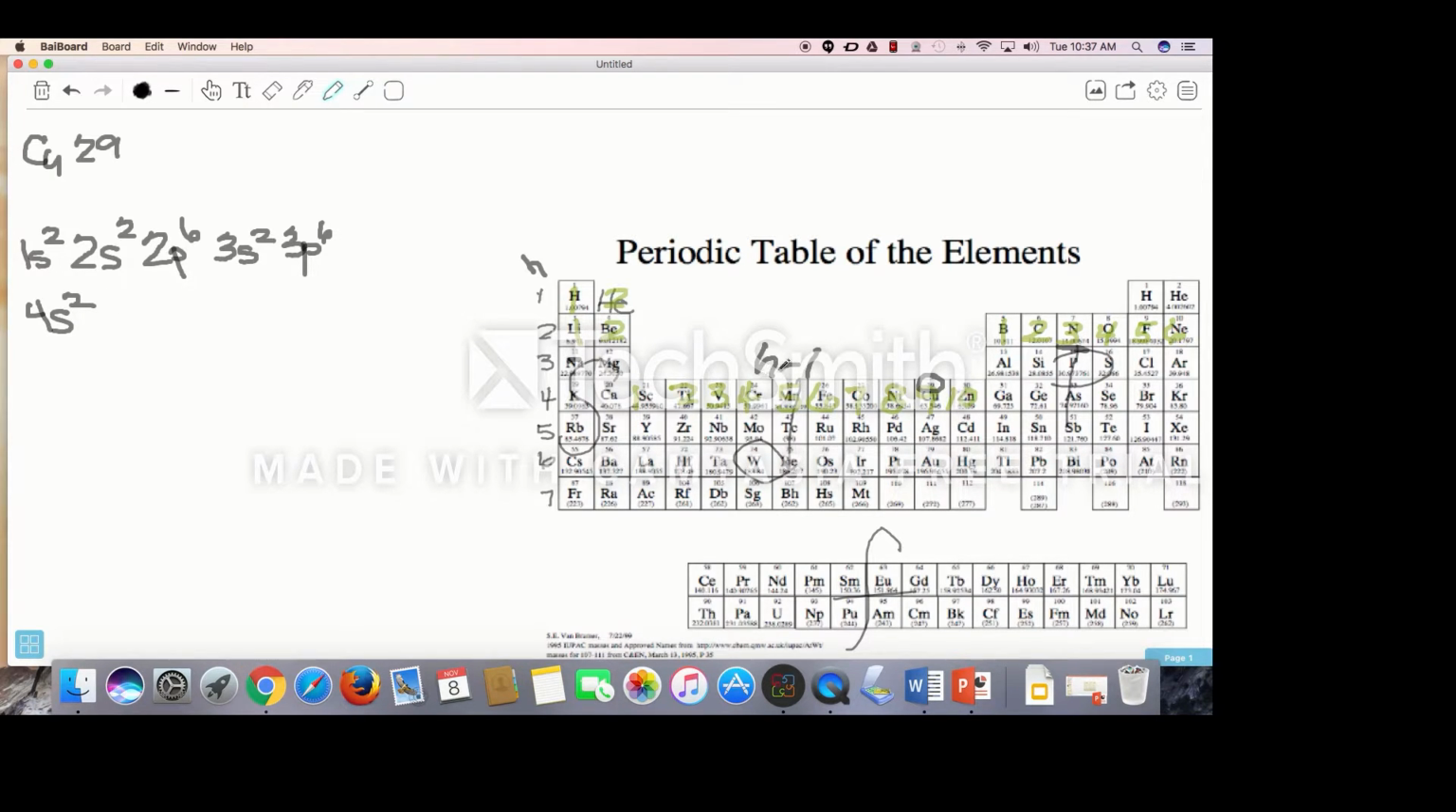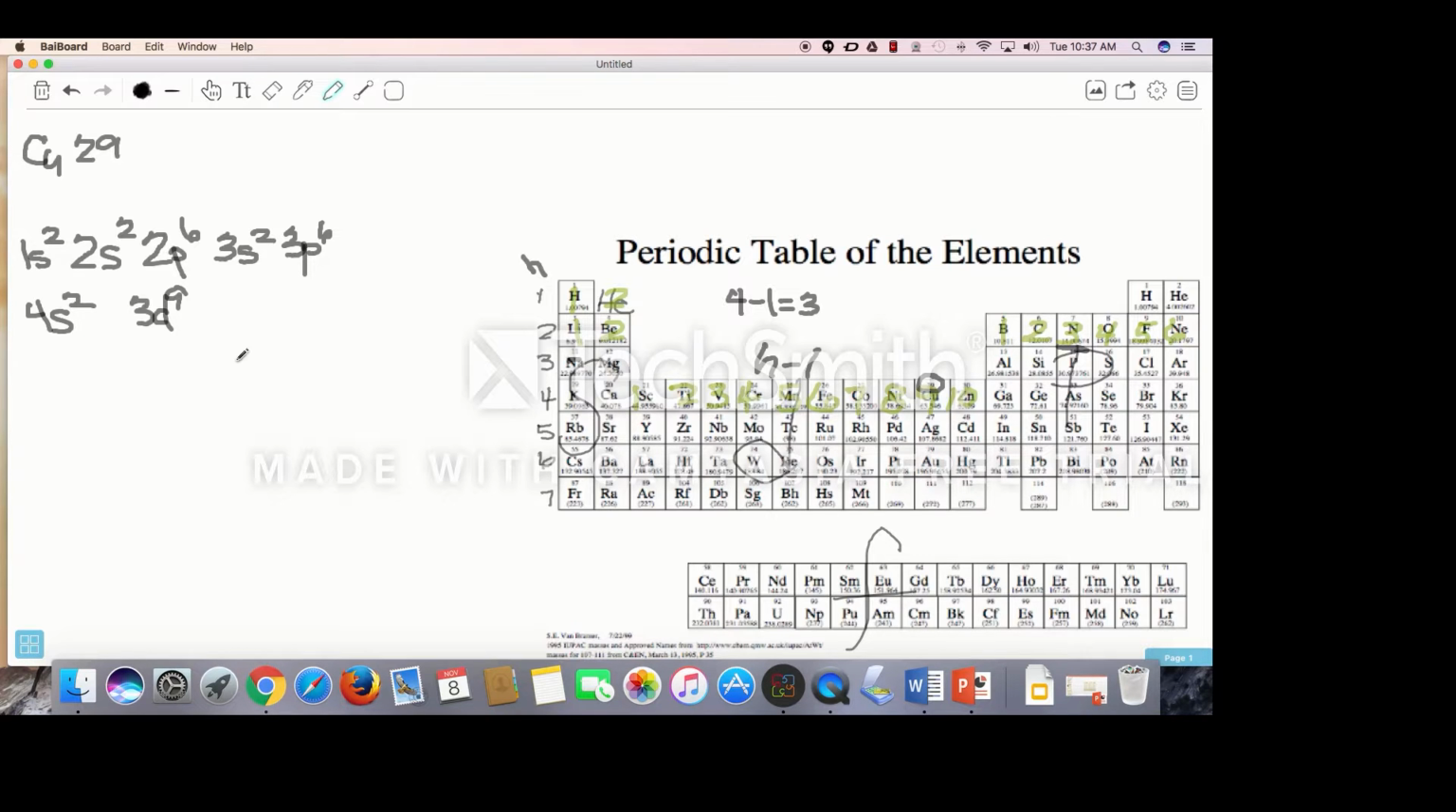And then as I stated, we have n-1. So 4 minus 1 equals 3. So now we have 3d. And now we're going to count over to copper. 1, 2, 3, 4, 5, 6, 7, 8, and 9. So that becomes a 3d9. And that is our electron configuration for copper.